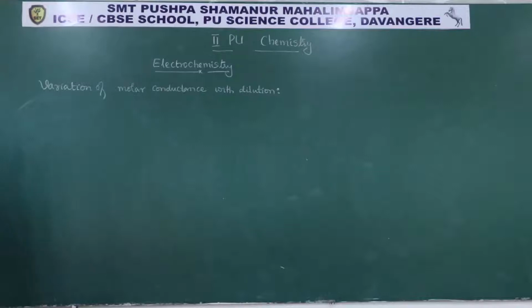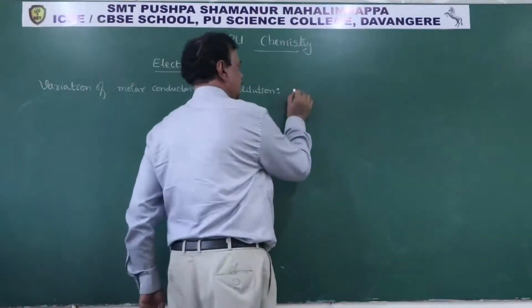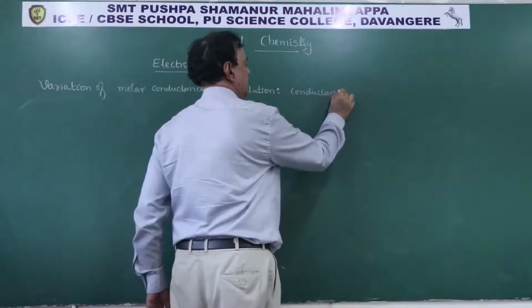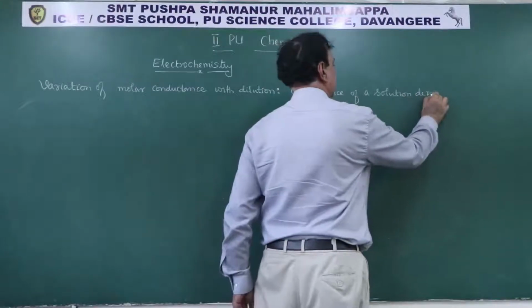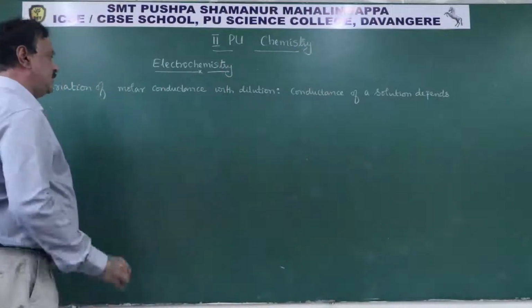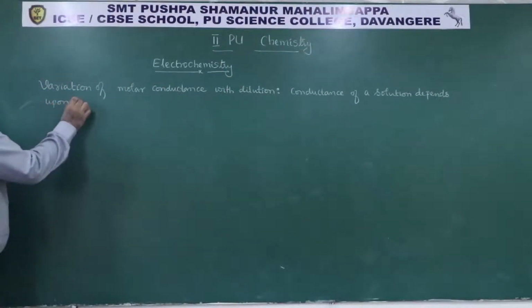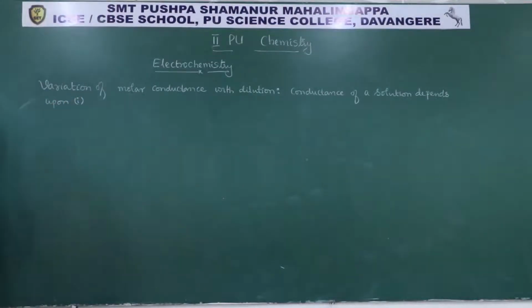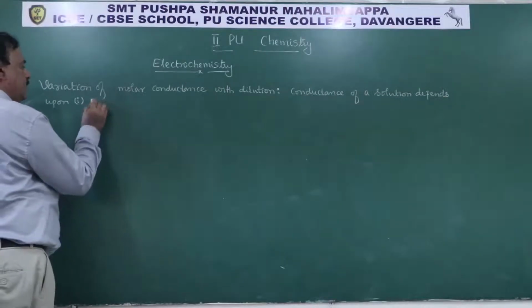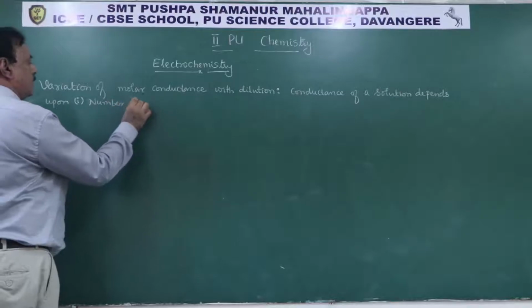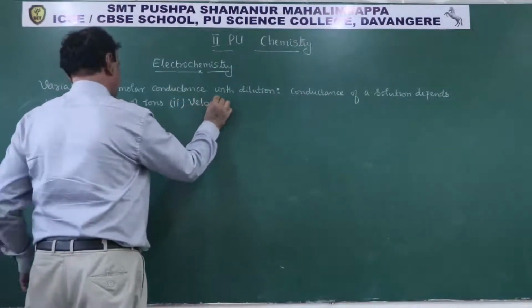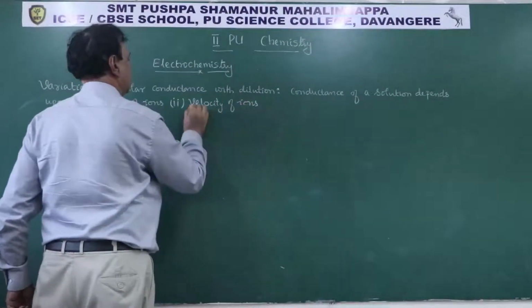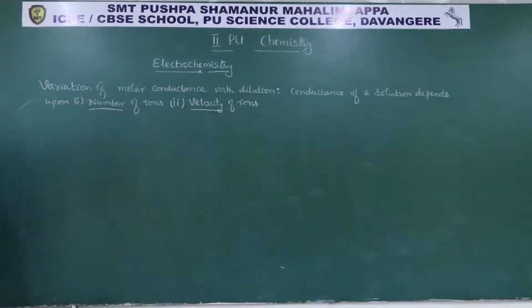Conductance of a solution depends upon the nature of the ions, the number of ions, and the velocity of the ions.